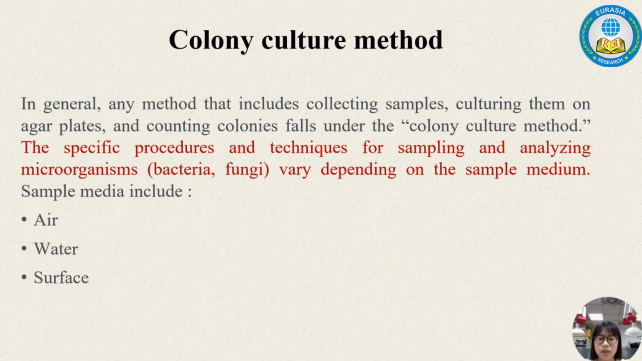Basically, any method that takes a sample, grows it on an agar plate, and counts the colonies is called a colony counting method. How we sample and analyze depends on what we're testing, like air, water quality, or surfaces of objects or food.